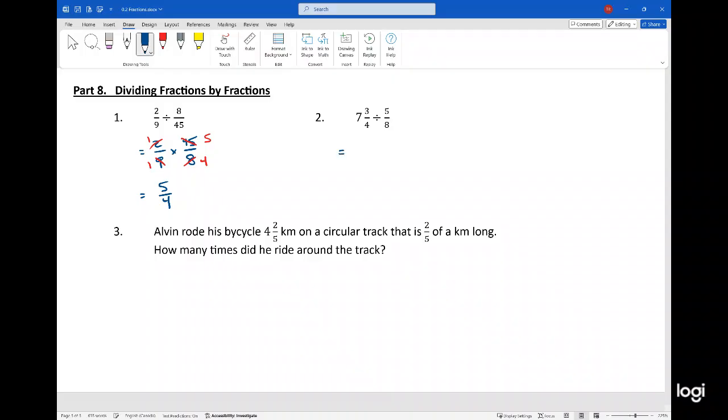Second one. Again, working with mixed fractions is mathematically difficult. So what we're going to do is change that to an improper fraction. 4 times 7 is 28 plus 3 is 31 quarters. Change the division to multiplication, flip the second fraction. Now this one, I can do a little bit of manipulation there. I'll divide that by 4 and that by 4. And that leaves us with 31 times 2 is 62 on the top, and 1 times 5 is 5 on the bottom.